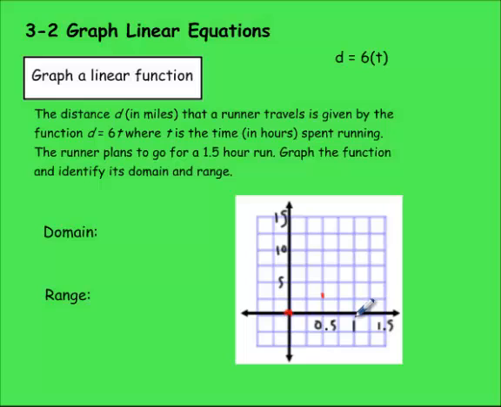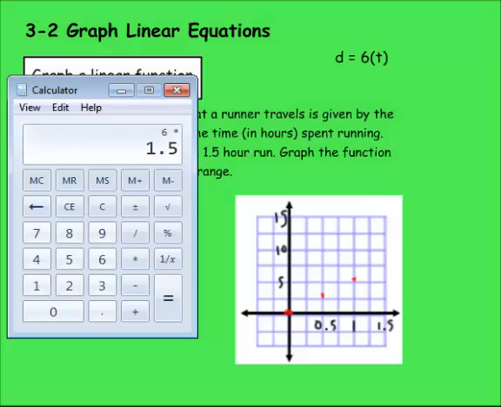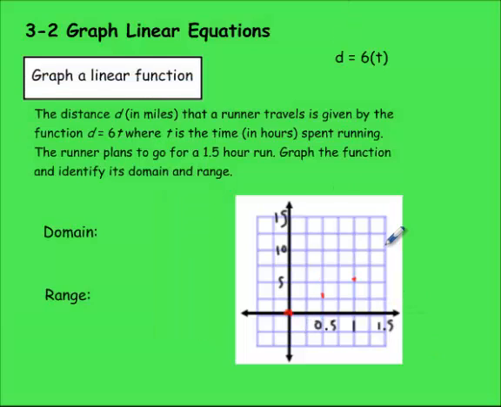When time is 1, we would do 6 times 1, which would be 6. So we can plot that. And then when time is 1.5, we would say 6 times 1.5, which would be 9. So we go to 1.5, plot out 9, and there we would have it. And this would be a continuous function then.